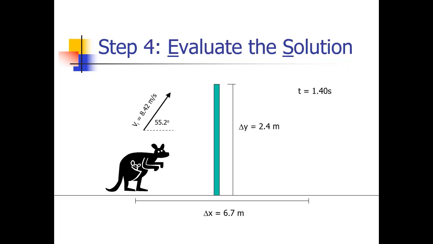Now we should evaluate our solution. We found that our kangaroo has jumped 6.7 meters horizontally and a height of 2.4 meters vertically. Those are actually realistic numbers, believe it or not. These kangaroos can really jump sometimes, especially if they're frightened.